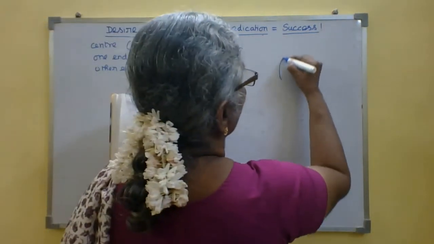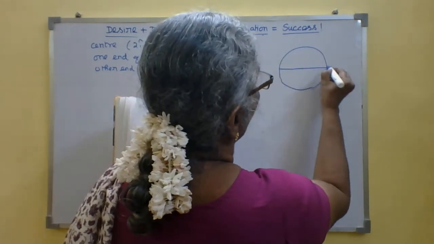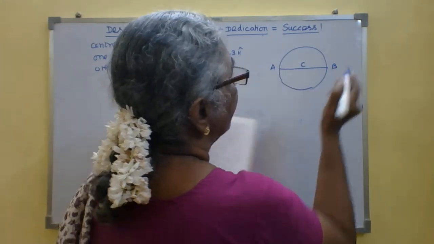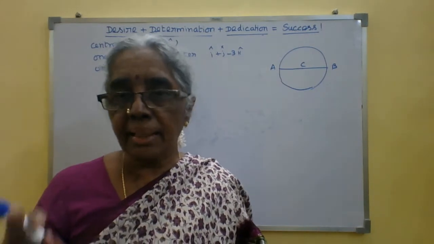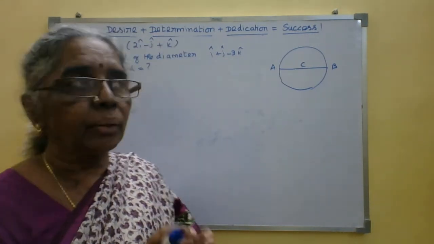Let us just draw a rough figure here. This is the center. Let me draw one diameter. This I will take as C. One end is A, the other end is B, right? Now you all know that C, the center of the circle, is the midpoint of the diameter. You know that fact, you have to use it.